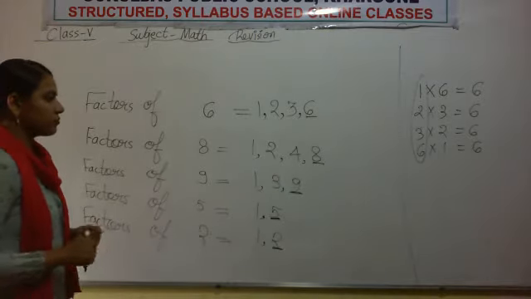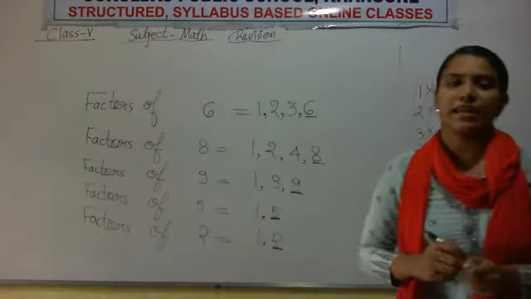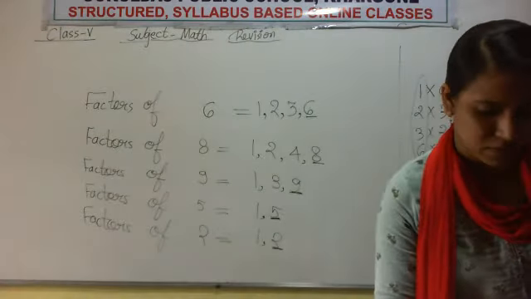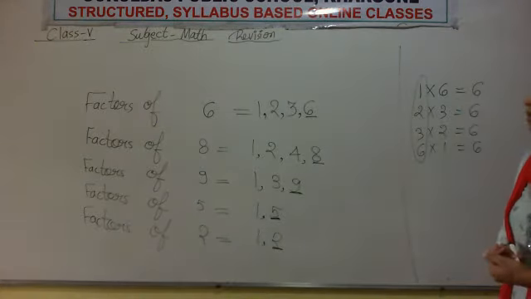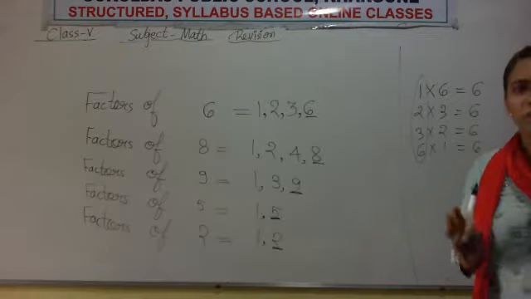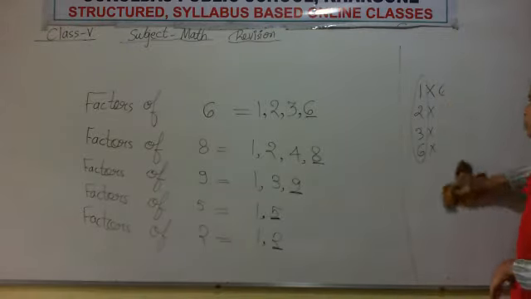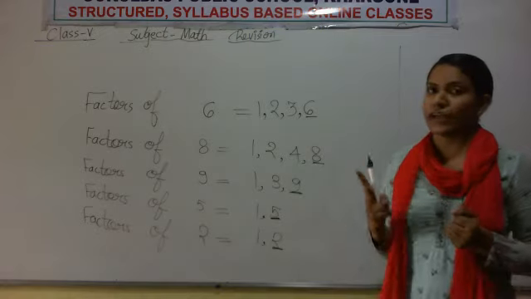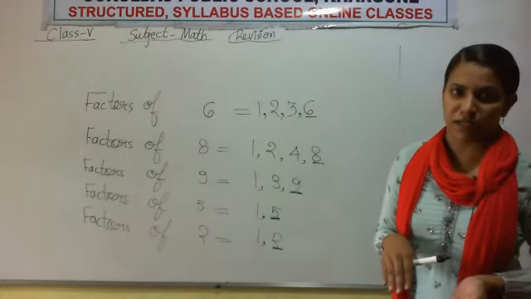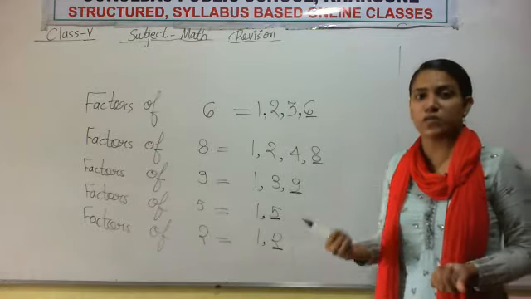Now let us move further. Prime numbers and composite numbers. Okay, prime number and composite number. So those numbers which have only two factors are known as prime numbers, and those numbers which have more than two factors are known as composite numbers.